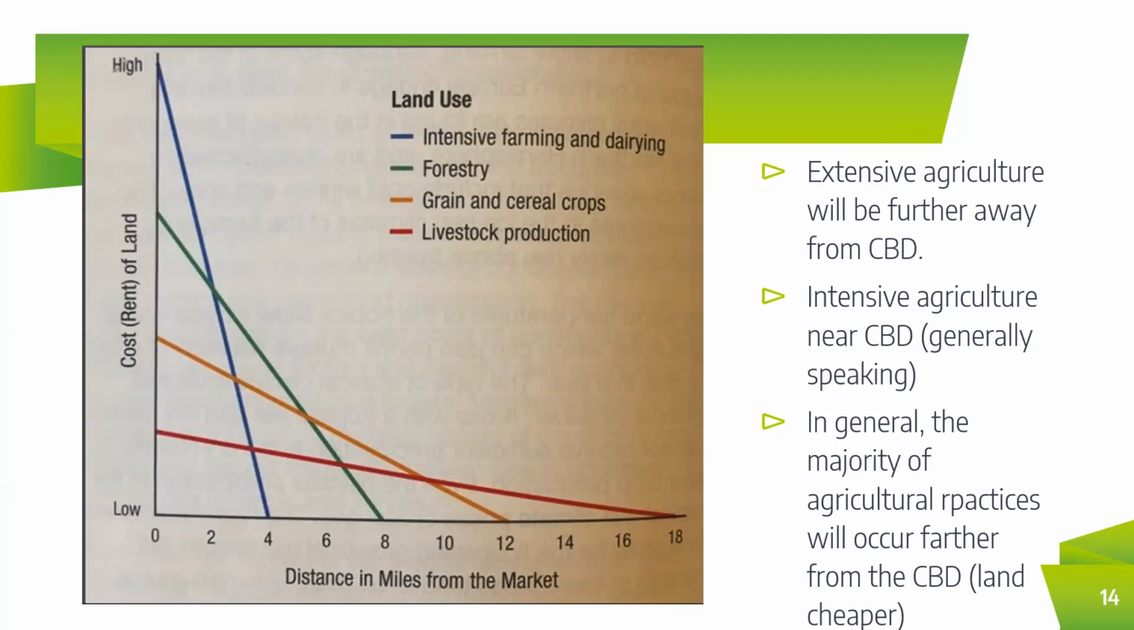pay as much. Intensive agriculture is going to be closer to the central business district, generally speaking, because you won't need as much land. Because you'll have more inputs, you can yield a little bit more. But in general, the majority of agricultural practices, which I misspelled there, will occur farther away from the CBD, simply because land will be cheaper. Okay.